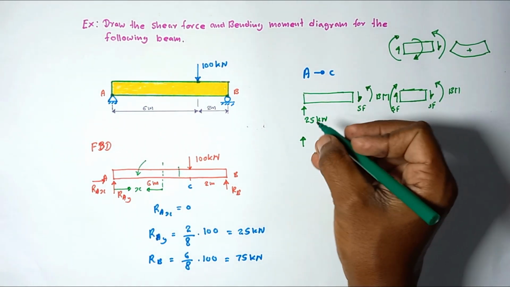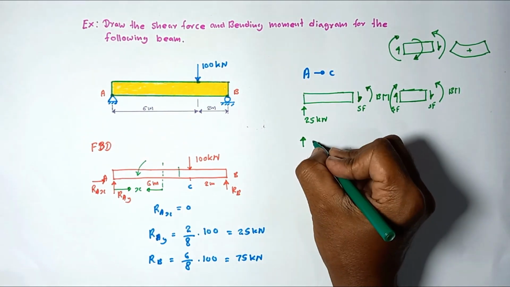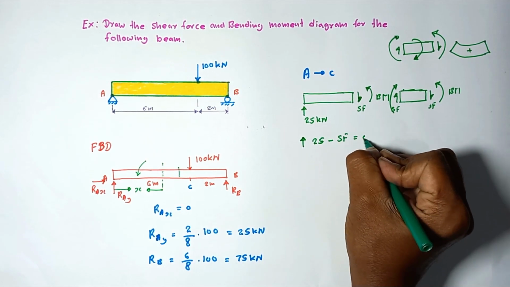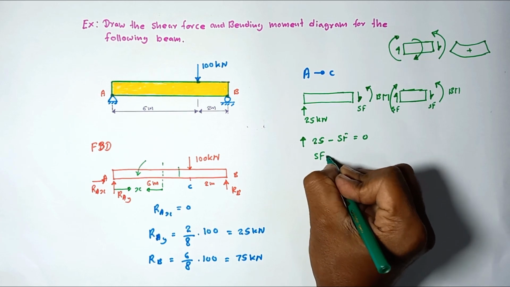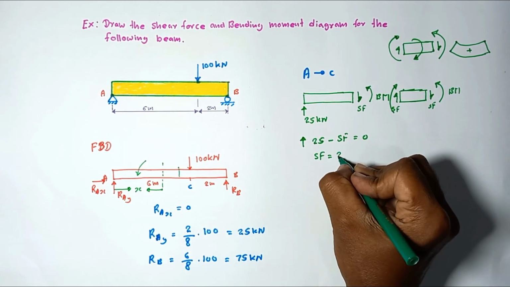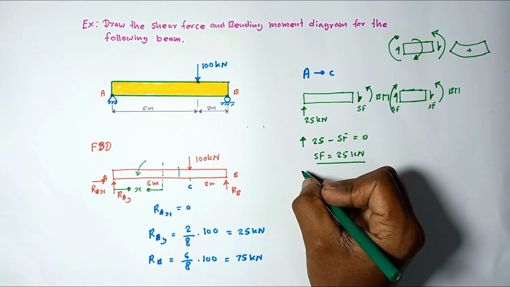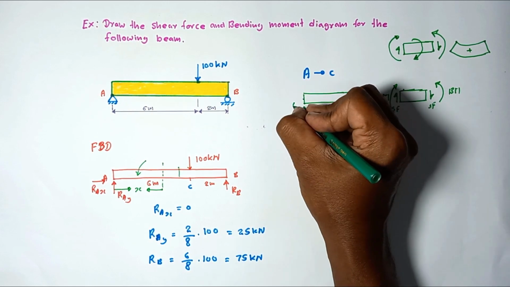So I'm going to resolve all the forces in the vertical direction. 25 minus shear force equal to 0. Shear force equal to 25 kilonewton. Then I'm going to take the moment around the A point.